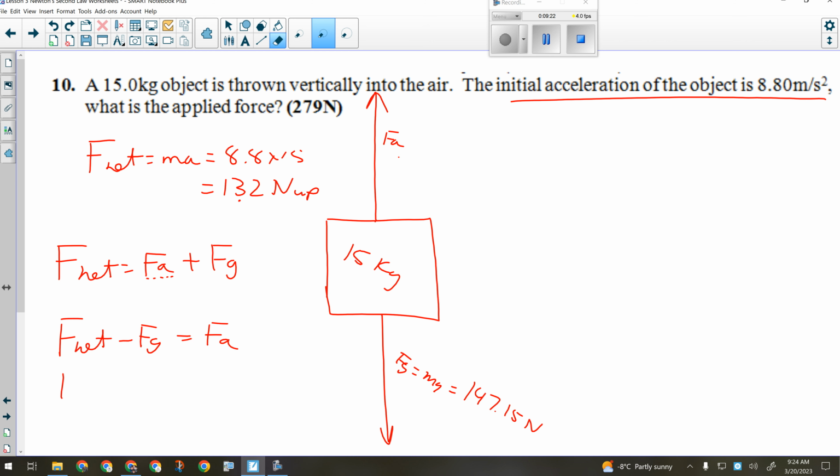Okay, so I take my 132 newtons up, which is positive, minus negative 147.15 newtons, because it's downwards. So essentially, I'm adding the two forces, and I get 279 newtons up. That should say up beside it, because without a vector, it would be wrong.